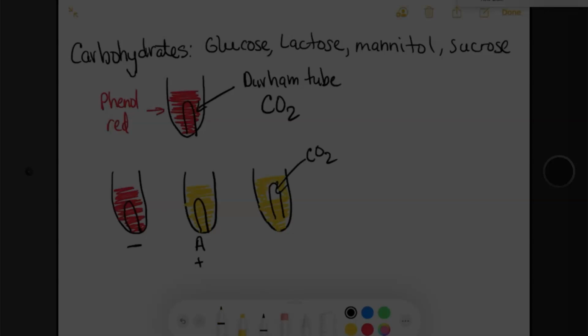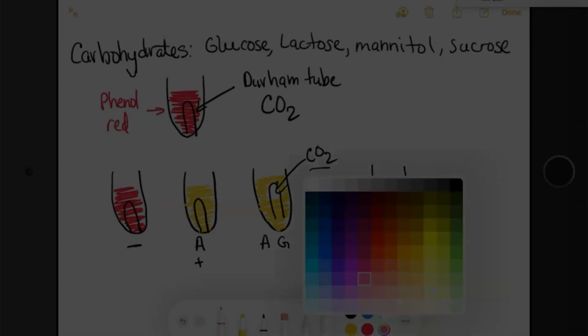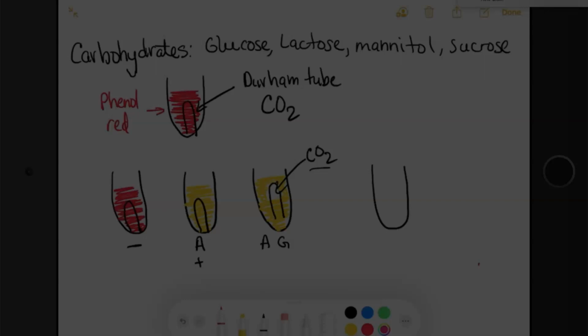CO2. In this case, this microorganism fermented the sugar and it also produced carbon dioxide. We refer to these results as being A for acid and G for gas, or AG. It is a positive reaction and it also produced gas. But there is one more scenario that I want to go over with you, and that is as follows. What if, after inoculation and incubation, you get something like this?